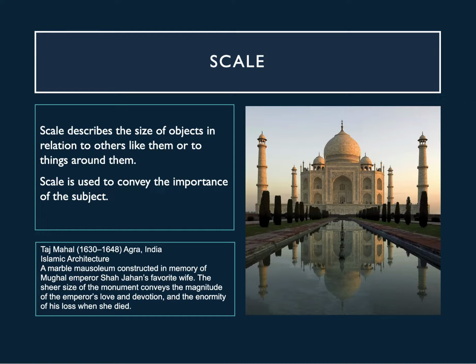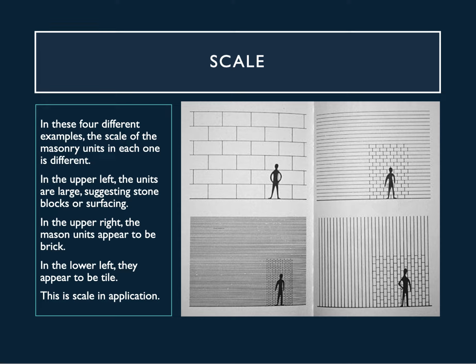And as we talk about, scale describes the size of objects in relation to others like them or to the things around them. And it is used to convey the importance of the subject. And you can see here that the Taj Mahal was actually a mausoleum. And the dome in the middle was the bigger dome, therefore the more important one. The scale on it makes it the focal point, the hierarchy provides that reference.